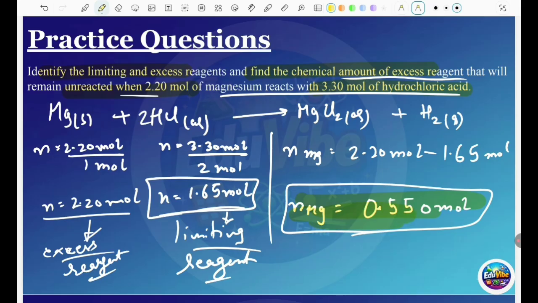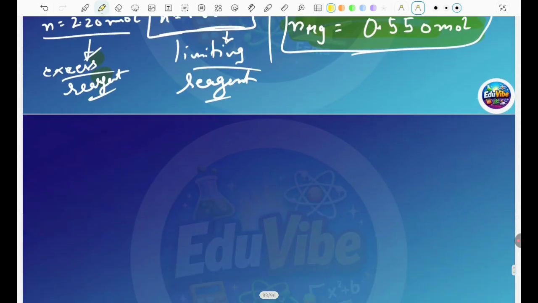And if you have to get the full mass, you have to show how the chemical amount of excess reagent that will remain unreacted can be found from the limiting reagent and this excess reagent. You just find this thing if they ask about it. So you have to know how this type of question works in the ICE table questions. Sometimes they are trickier, but you have to practice for this.